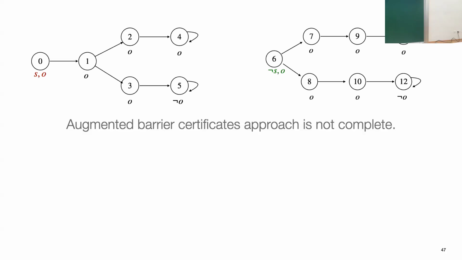Okay, as you mentioned before, right? The augmented barrier certificate approach is not complete. Here is a very simple example. What does it mean? We have 2 initial states. This is the secret state and this is the non-secret state with a single observation.